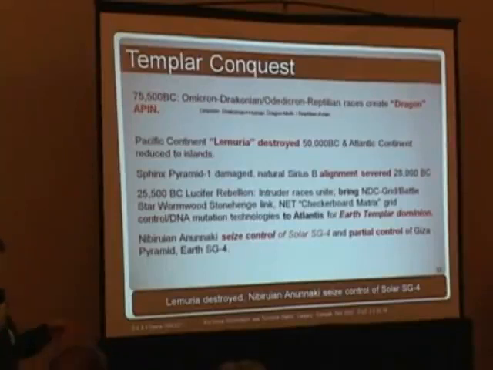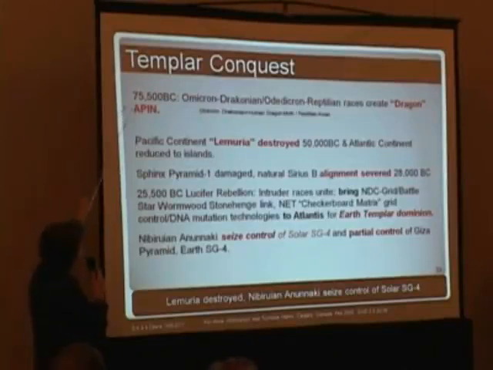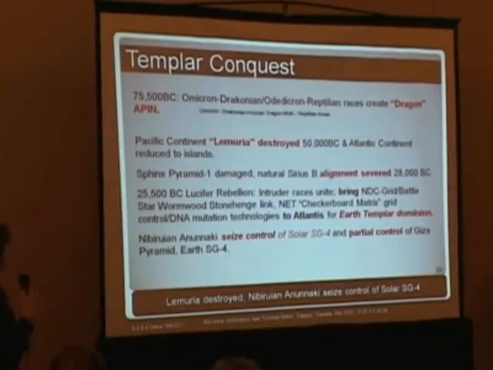And this is where we kind of go back and forth through time as we start moving through this. So I'll do my best to illustrate this. In 75,500 BC, the Omicron Draconian and Odedicron reptilian races create the Dragon APIN system. Okay, so the Guardians have the Golden Eagle at this point and the Great White Lion. So the Omicron Draconian and Odedicron reptilians are going to create one as well because they also want to claim Earth territory. So theirs is called the Dragon APIN system.